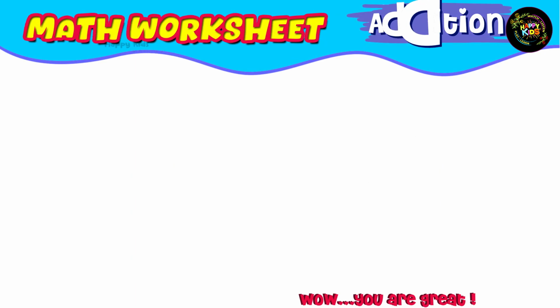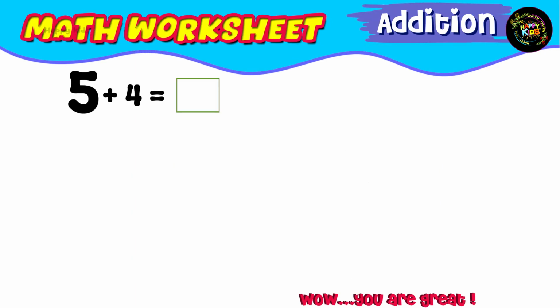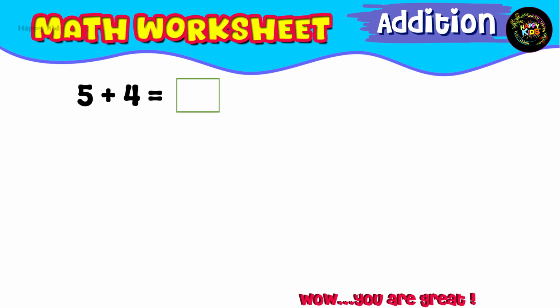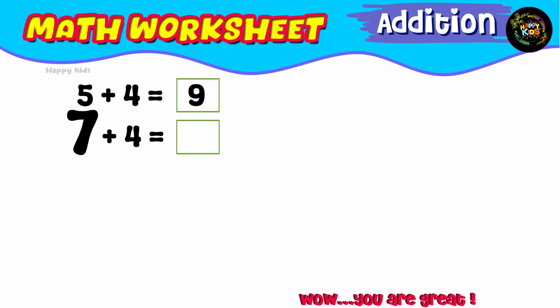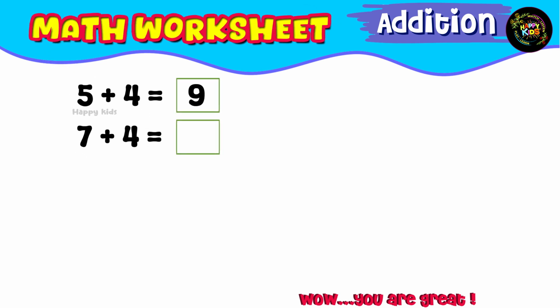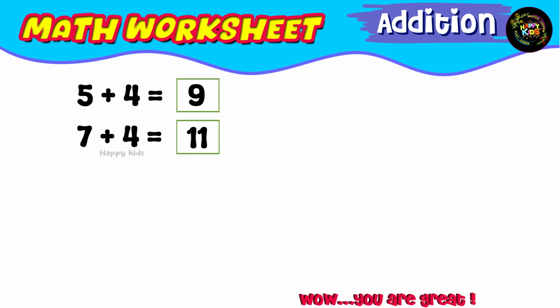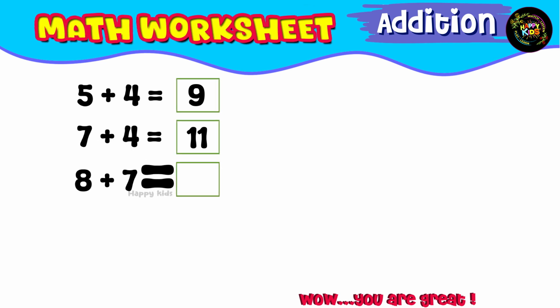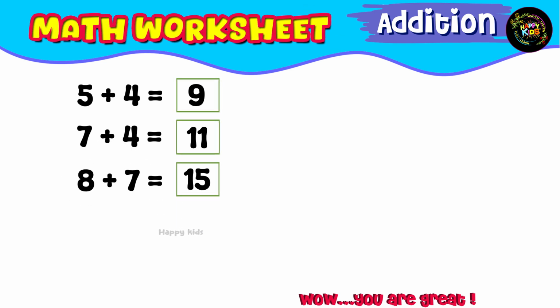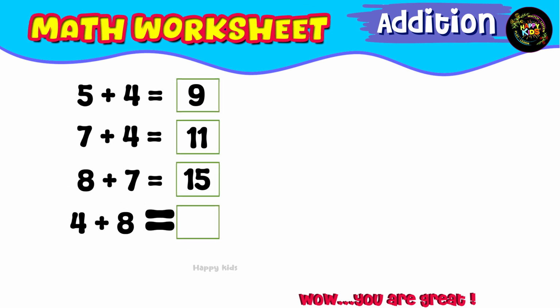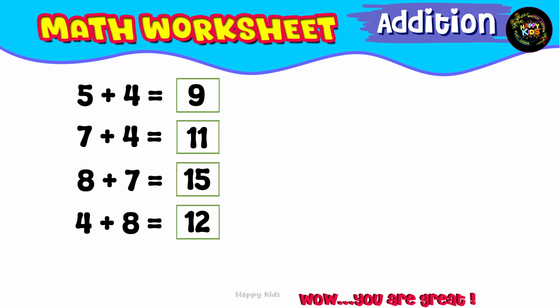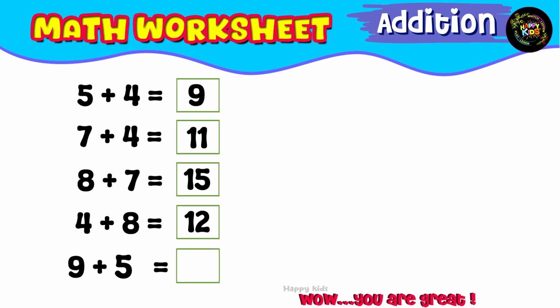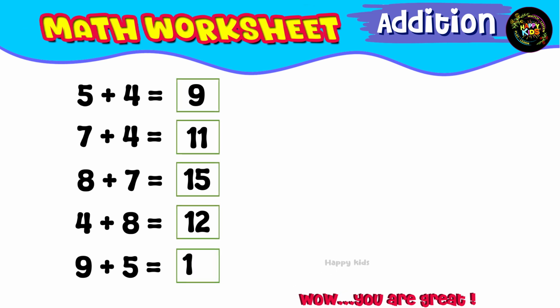Math worksheet. Addition. 5 plus 4 is equal to 9. 7 plus 4 is equal to 11. 8 plus 7 is equal to 15. 4 plus 8 is equal to 12. 9 plus 5 is equal to 14.